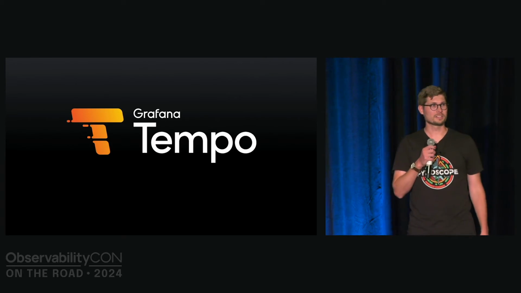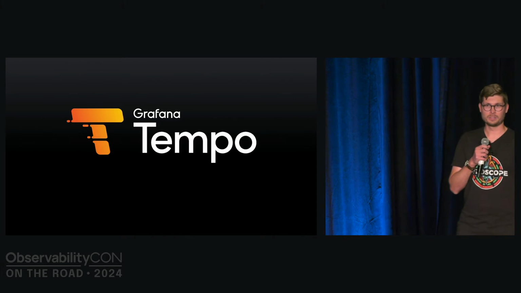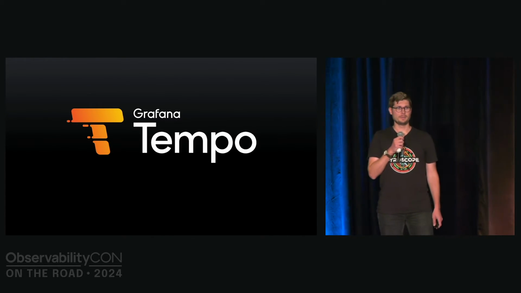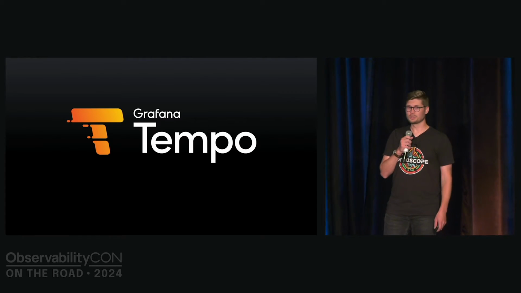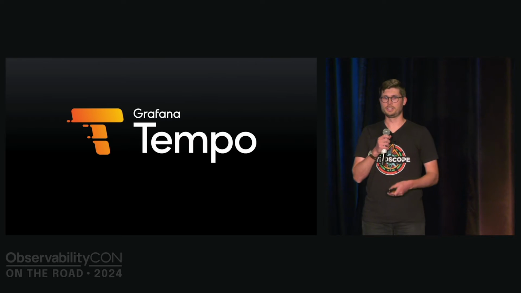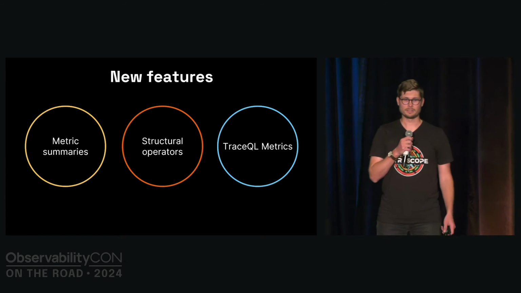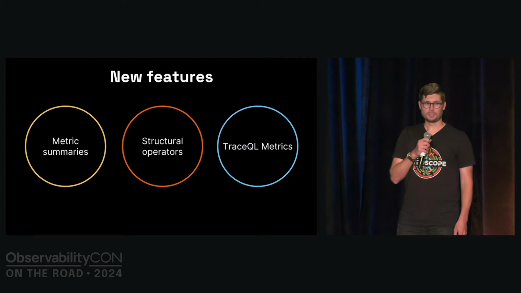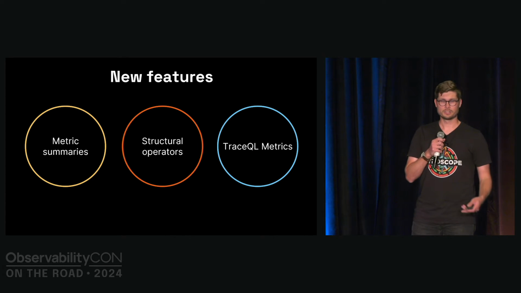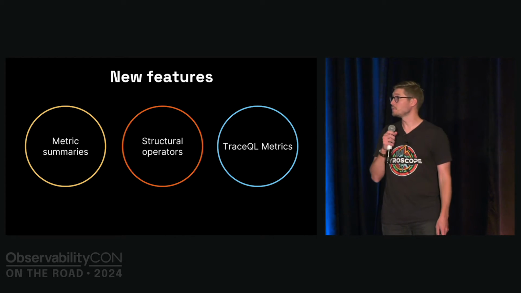So I'm Brian, and I want to start today by talking about Grafana's distributed tracing database, Tempo. Tempo is really good at helping identify where latency and errors originate across services. The Tempo team has been working hard on a few new great features: metric summaries, structural operators, and TraceQL metrics.